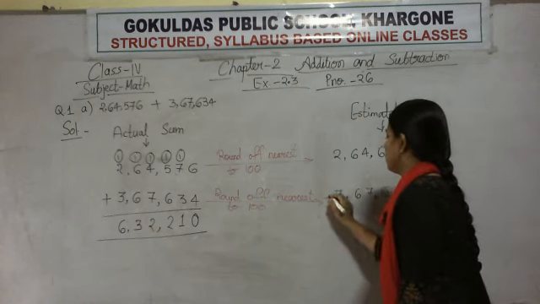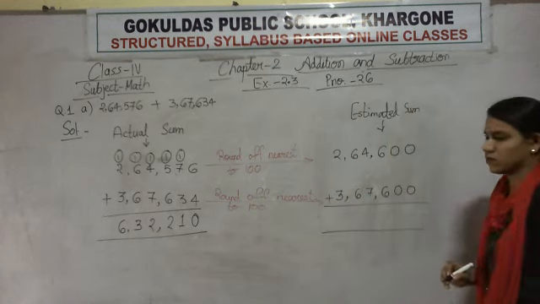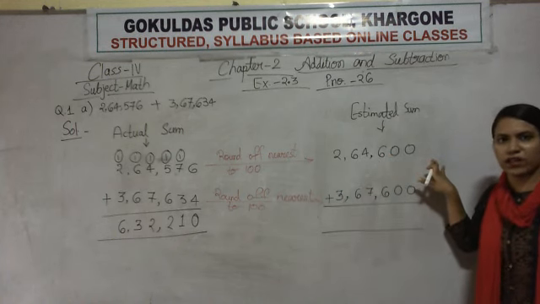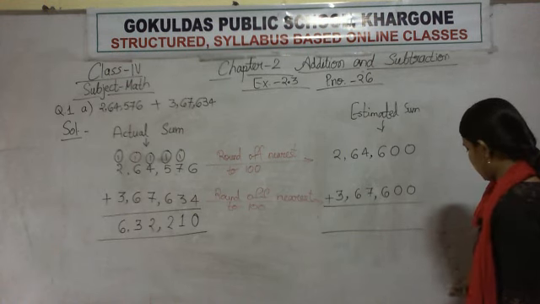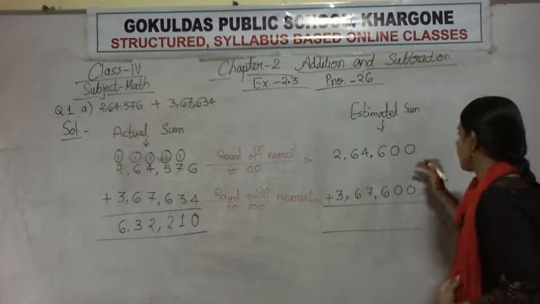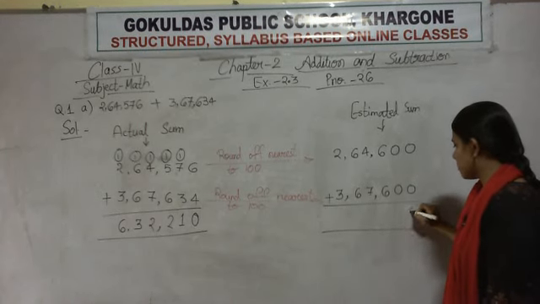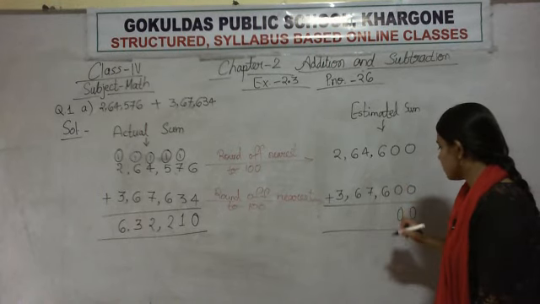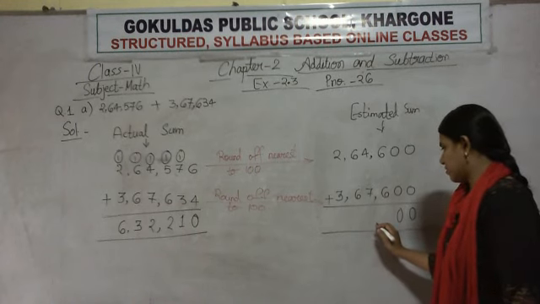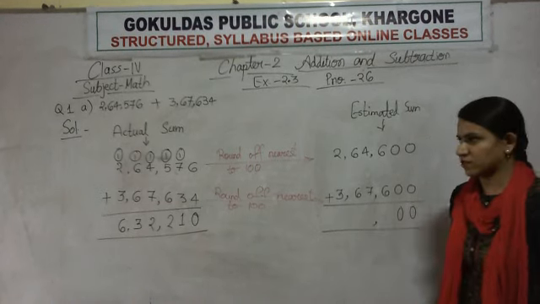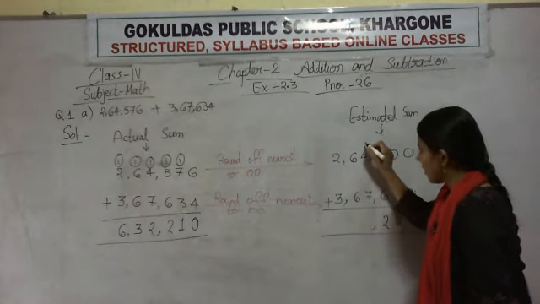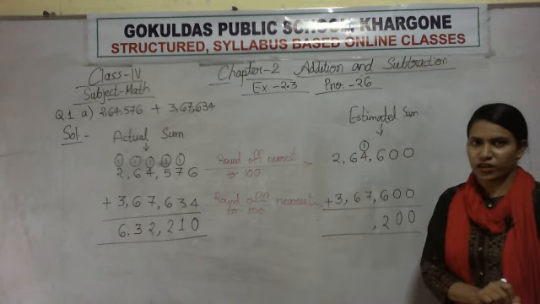Now find the estimated sum. I have already written the numbers column-wise, so directly I will add. We remember, always start adding from the ones column. So let's start adding. 0 plus 0 is 0. 6 plus 6, right, 12. So I will write 2 here and 1 is regrouped with the next column.